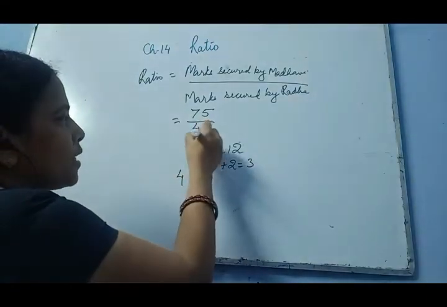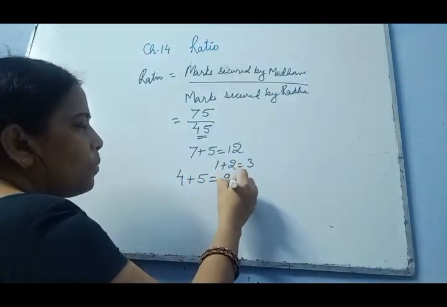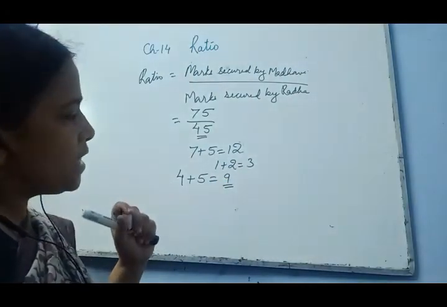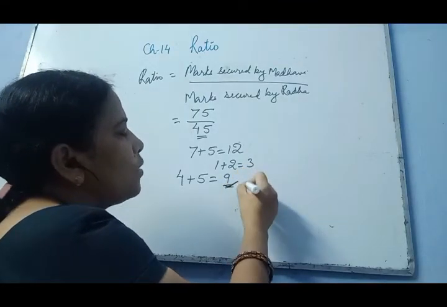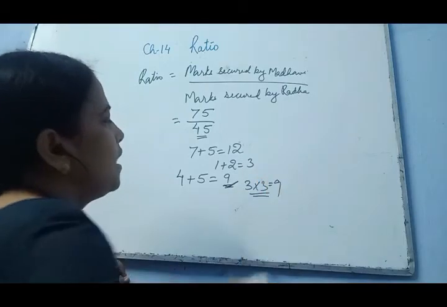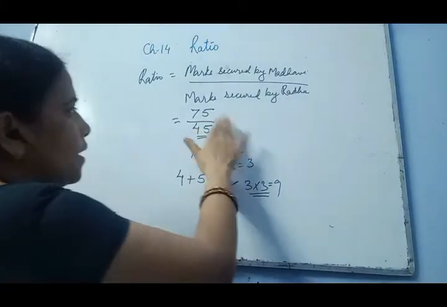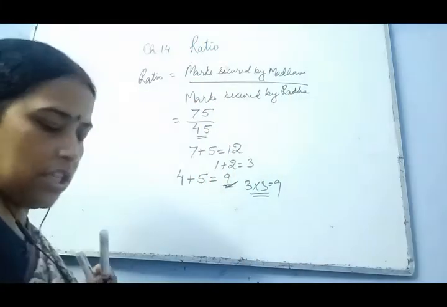45. What are the numbers? 4 plus 5 is equal to 9. So is this 9 divided by 3 or not? This 9 is divided by 3. How? 3 3s are 9. So 3 3s are 9. That means this 9 is divisible, which means both numbers, 75 and 45, are divisible by 3.